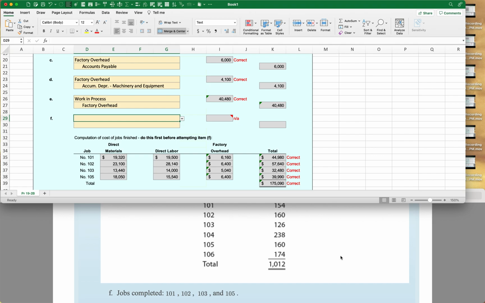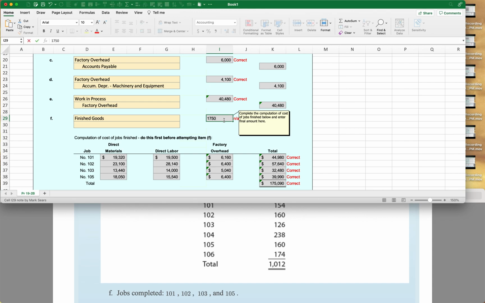All right, so now that I've computed all those items for you, I've given a total down here to denote that the total cost of jobs completed 101, 102, 103, and 105 is 175,090. And this is a movement of costs into finished goods inventory, right? These are the items that have been finished, completed with respect to direct labor, material, and factory overheads. And so I want to get rid of that from work in process and move it into finished goods. I'll show you why we need to do that down the road. But for now, compute the amounts, move them into finished goods inventory.